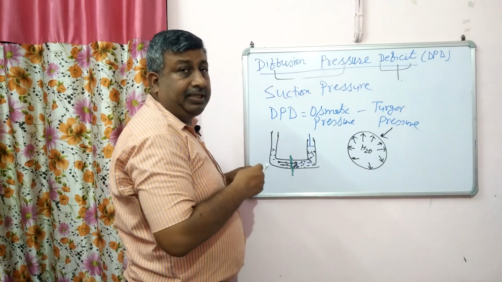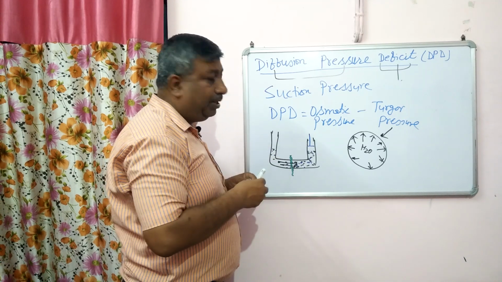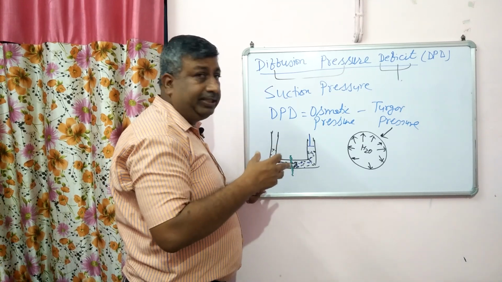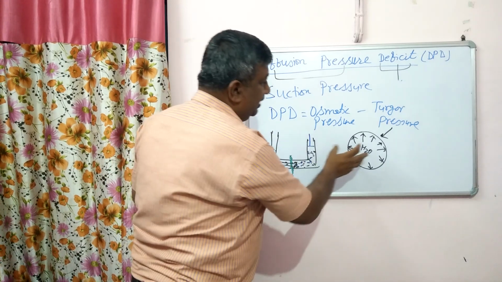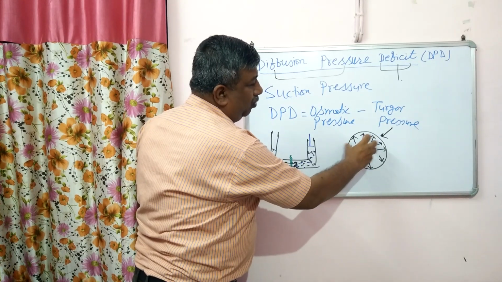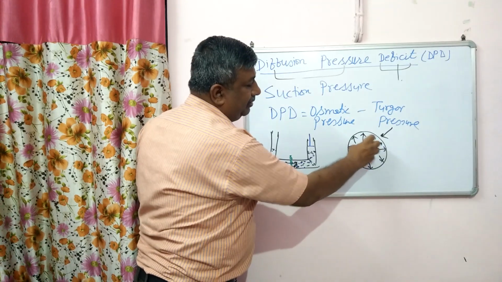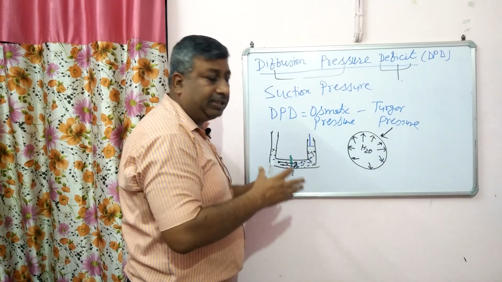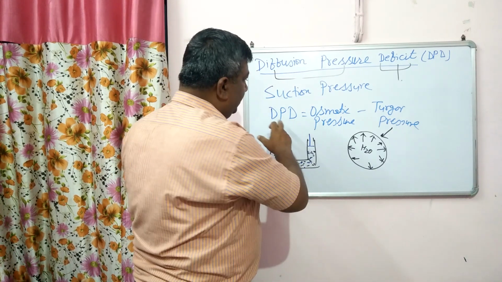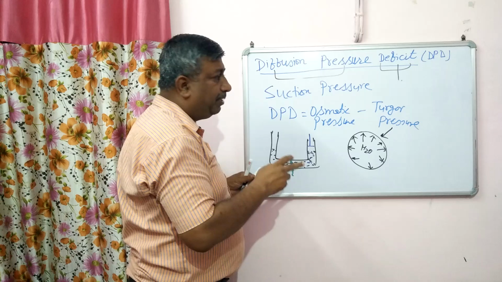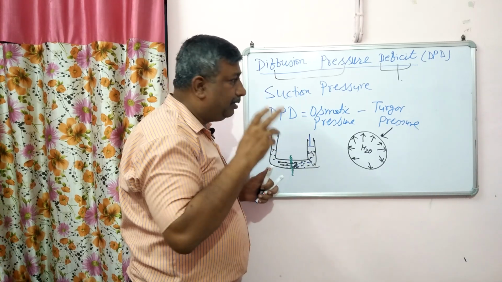So turgor pressure is the pressure which is developed by the water or which is exerted by the water on the cell wall. As the pressure increases, cell swells more and more. So as turgor pressure increases, cell size increases. So cell size increases due to turgidity and due to turgor pressure. So this DPD is the difference of osmotic pressure minus turgor pressure.